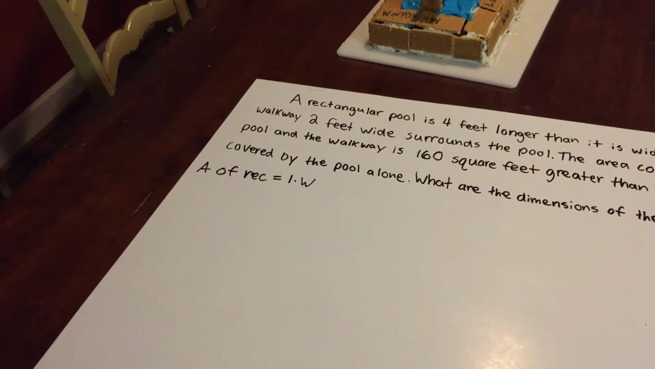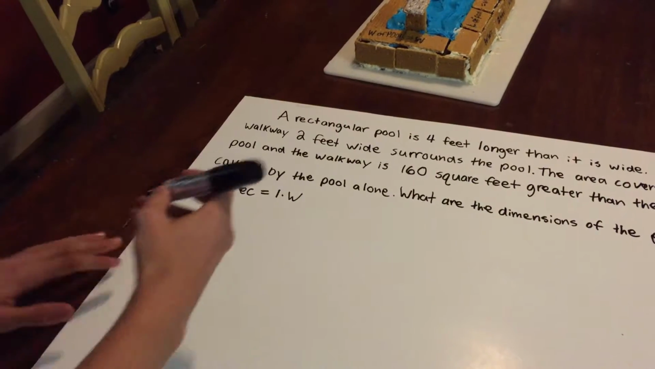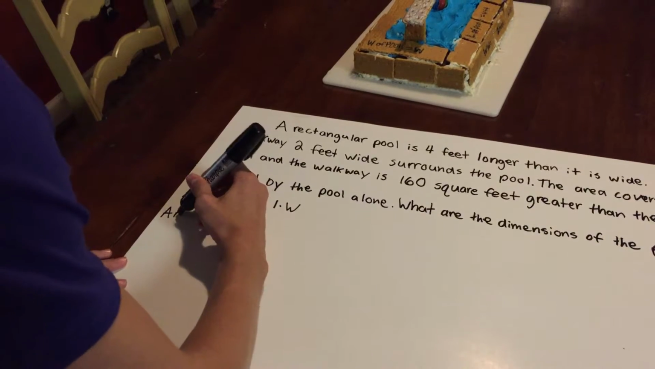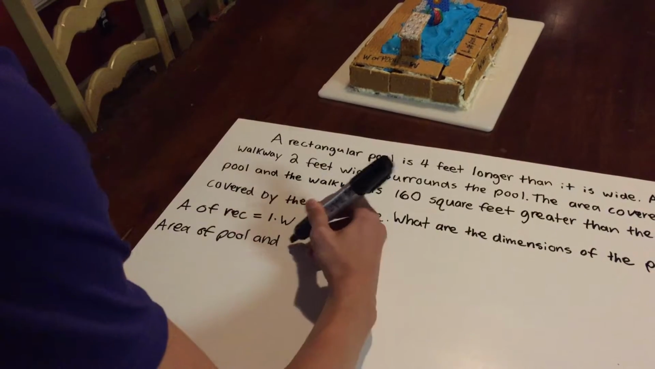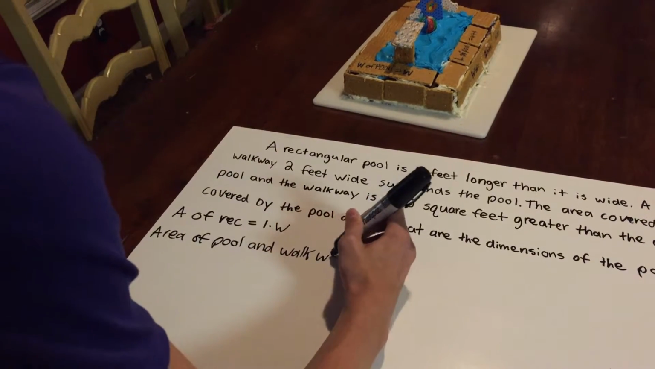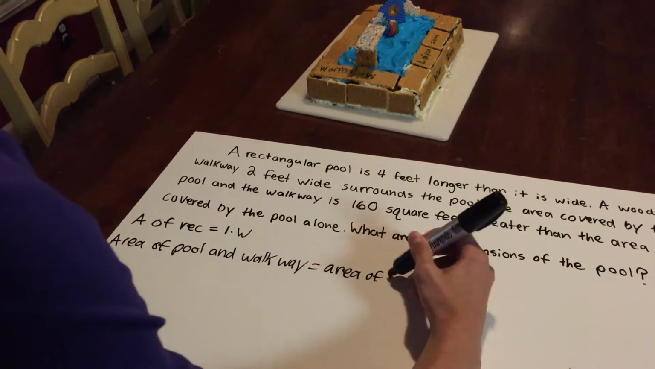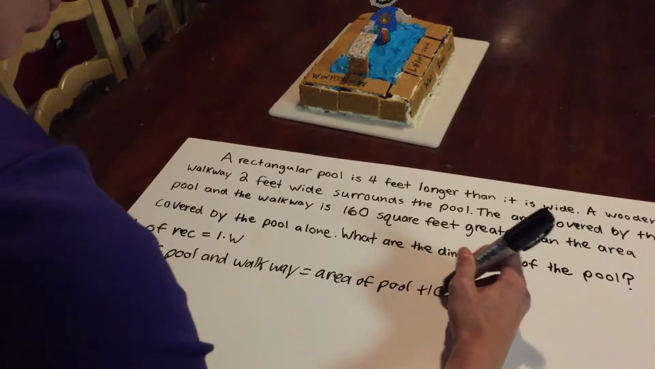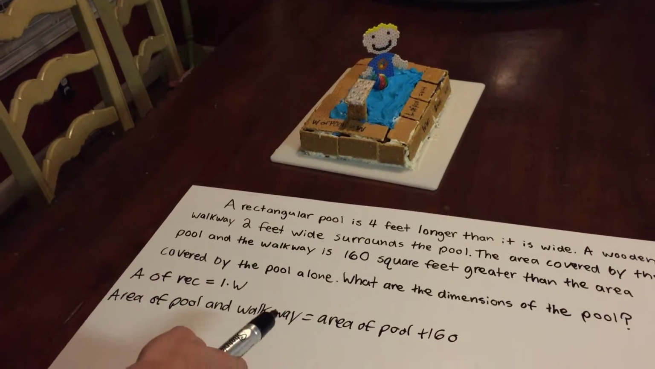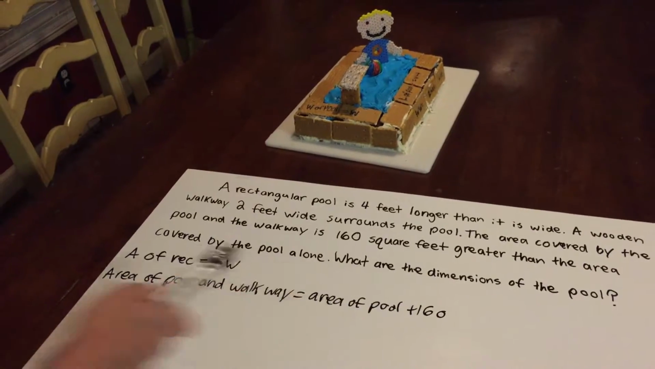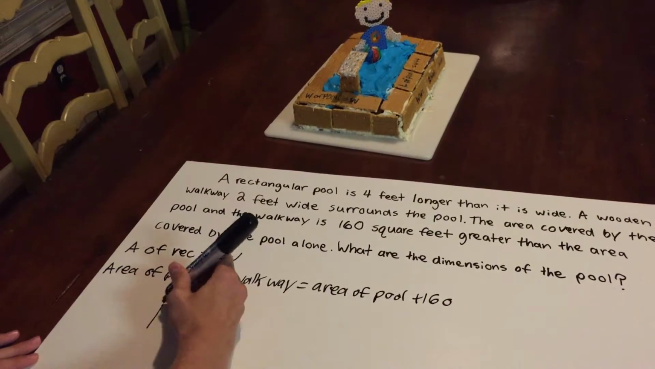Next, we're going to set up the equation. The area of the pool and walkway is equal to the area of the pool alone plus 160, because it tells us the area of the pool and walkway is 160 square feet greater than the area of the pool alone. So now we're going to draw a visual.